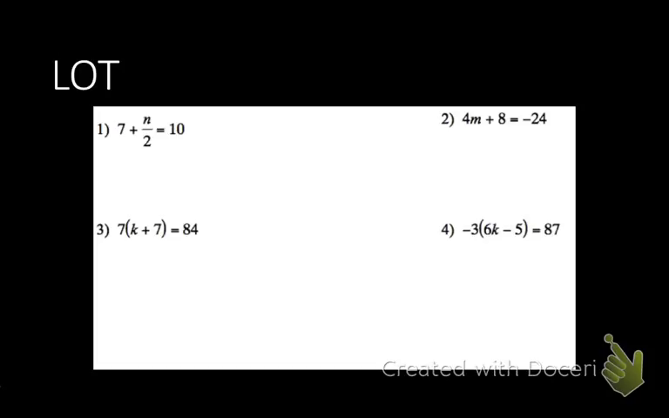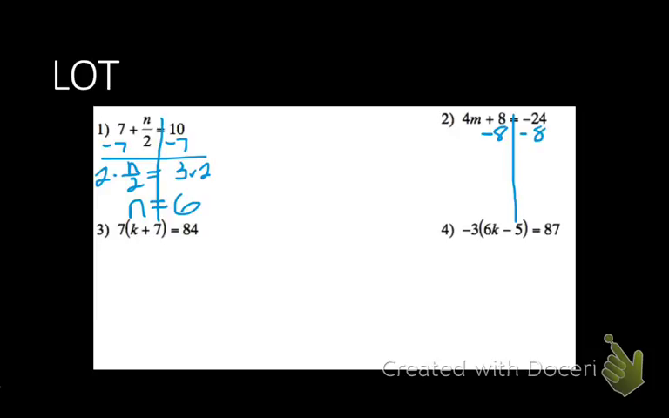All right, welcome back. Let's go ahead and check your work here. On number 1, you should have drawn the line and first subtracted 7 from both sides. n over 2 is equal to 10 minus 7, which is 3. Multiply both sides by 2 to get n equals 6 is your answer. n equals 6.